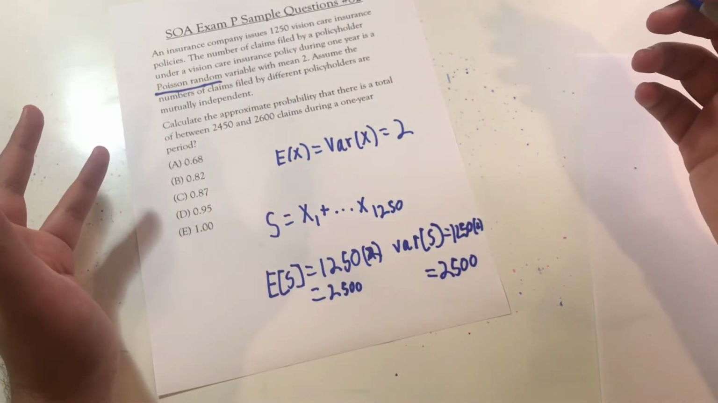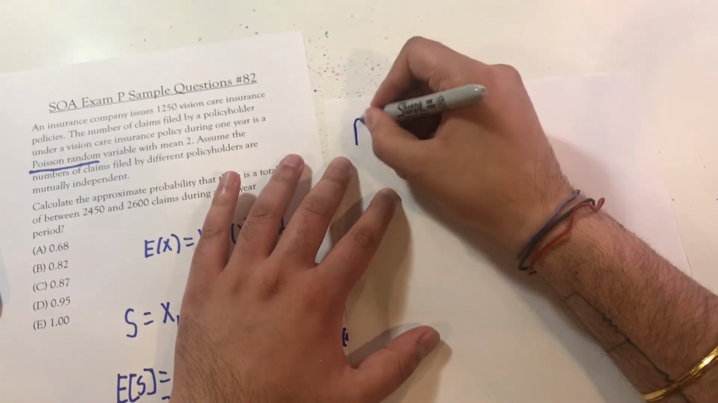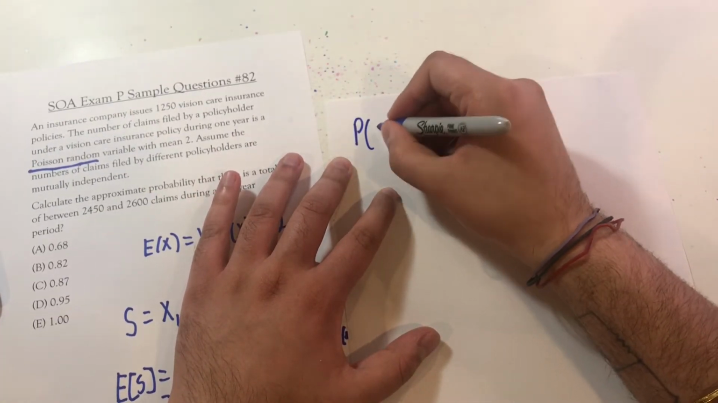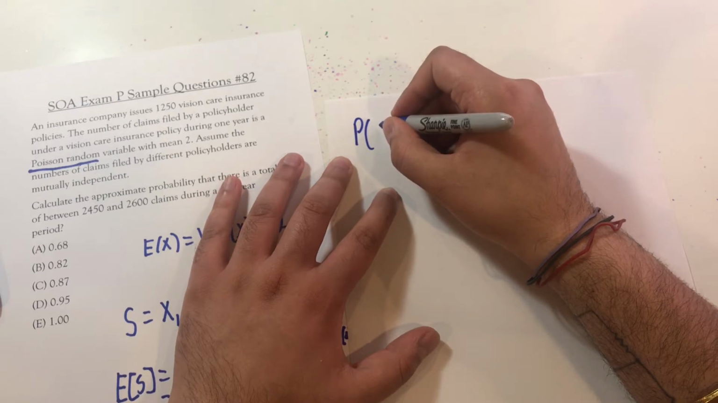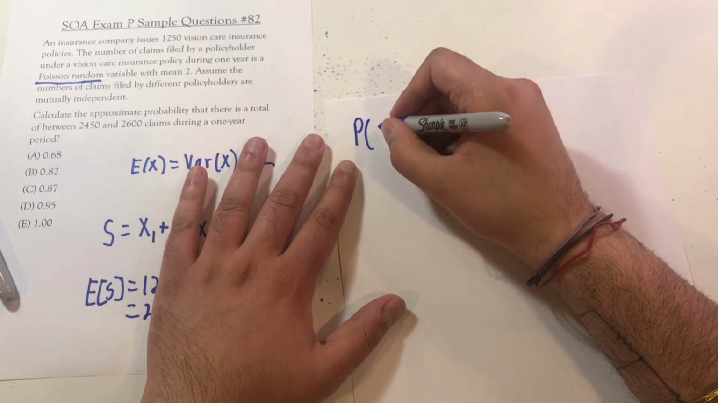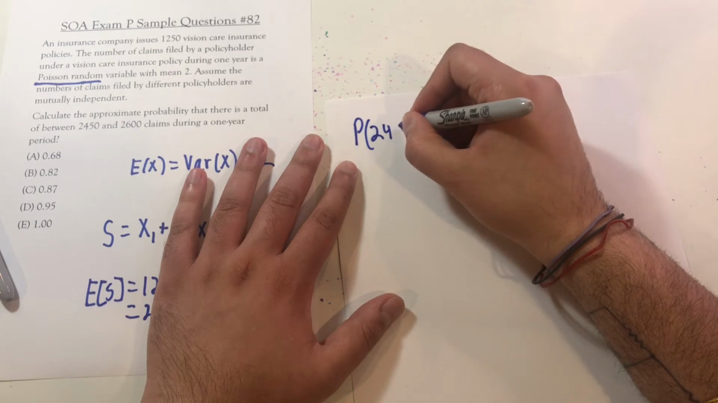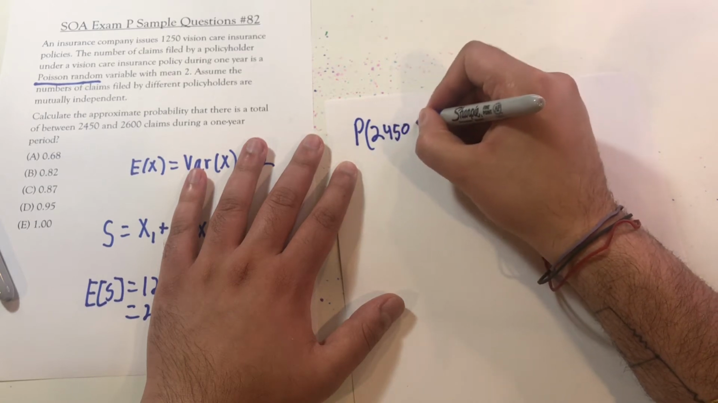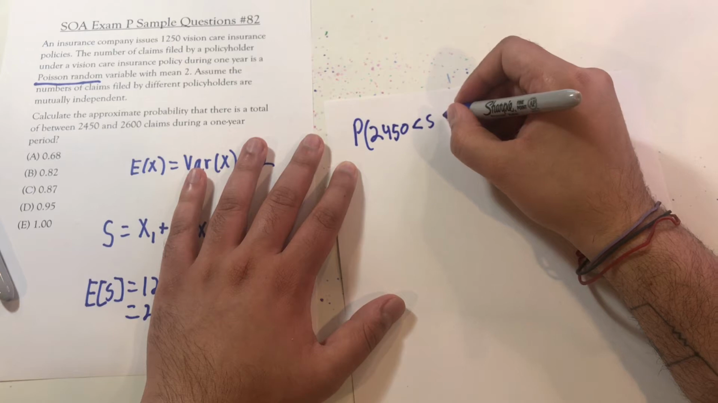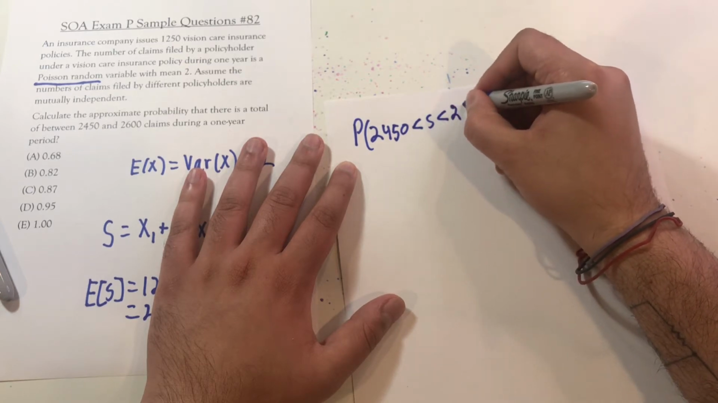So how are we going to use this? Right, we need to find the probability that the sum of all these policies, make sure that's in frame, is in between 2,450 and 2,600.